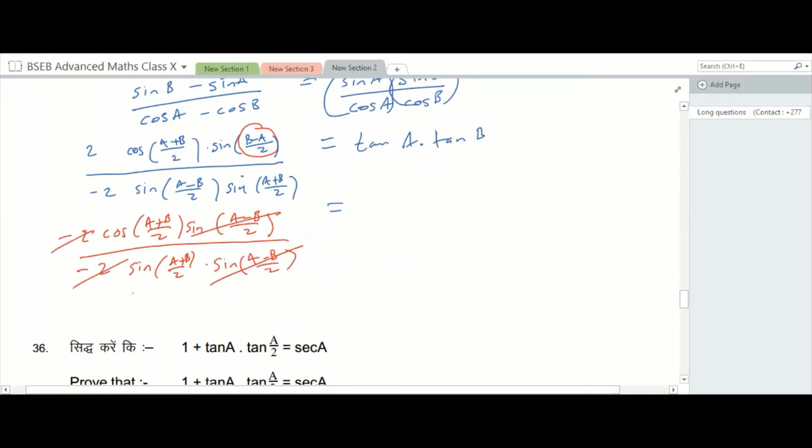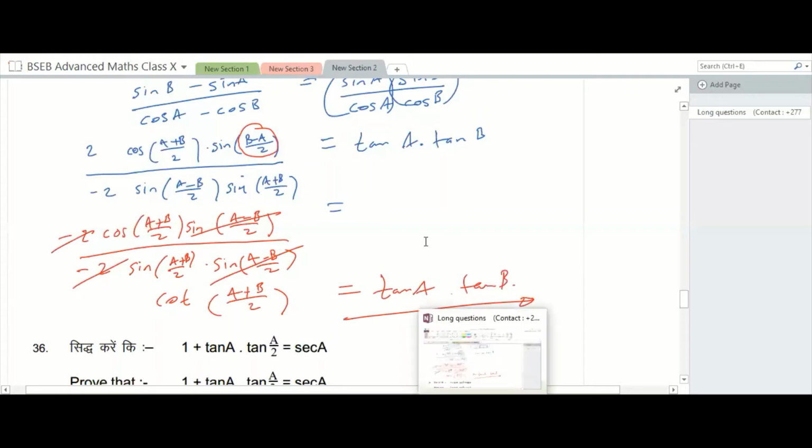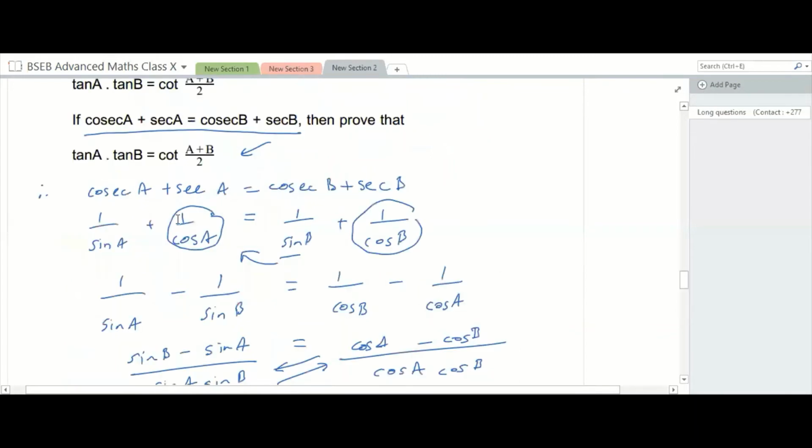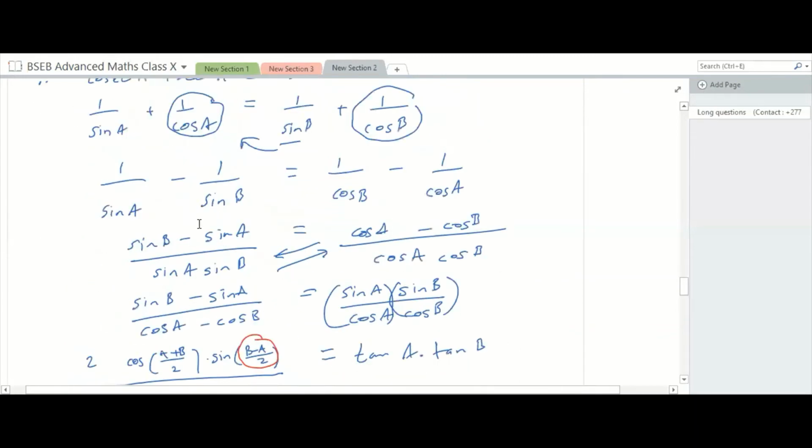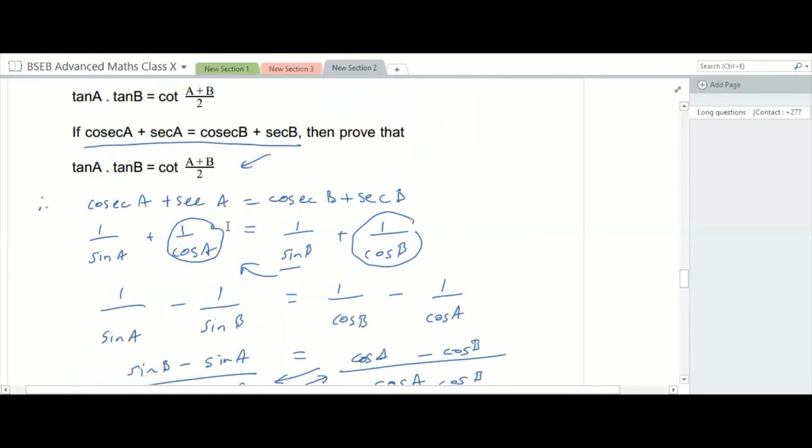Cos over sine is cot of (A plus B) over 2, which is equal to tan A tan B. Hence proved. Cot of (A plus B) over 2 is equal to tan A times tan B. So what we need to do is use the original information. They said if then. So use the if to prove the result.